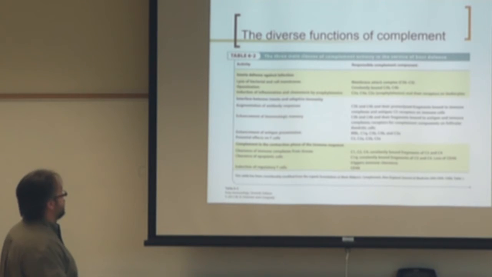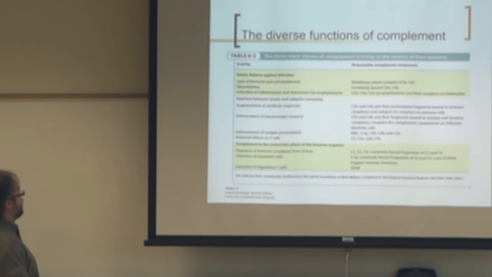And it's these complements also this interface between innate and adaptive immunity, because it can augment antibody response, enhances immunological memory, it enhances antigen presentation as well. So these molecules also help with antigen presentation, and we'll talk about that more when we talk about antigen presentation. Potential effects on T cells. So these are the molecules. These also have effects on T cells.